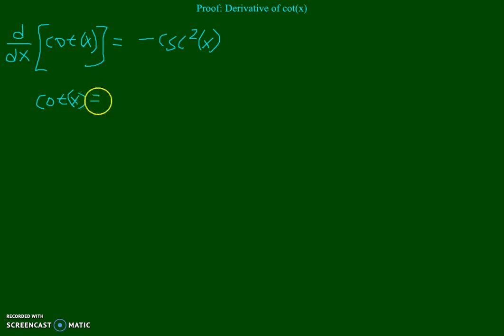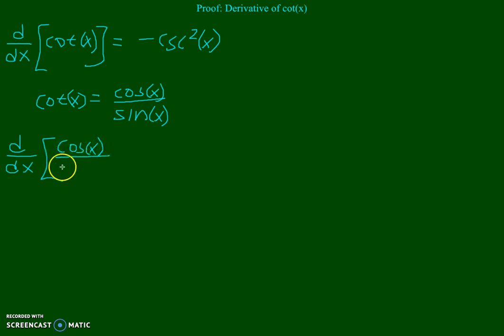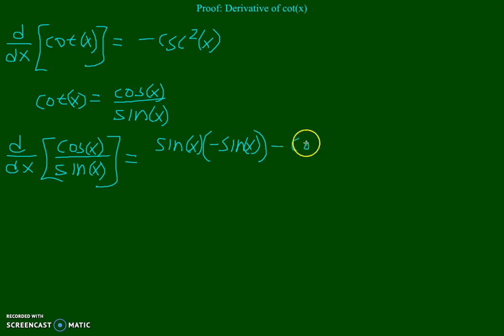Cotangent equals cosine over sine. So the derivative with respect to x of cos x over sine x is low d high minus high d low, all over low squared.